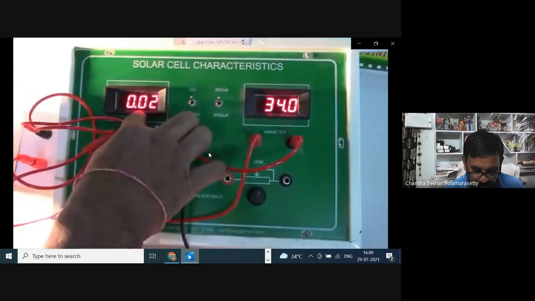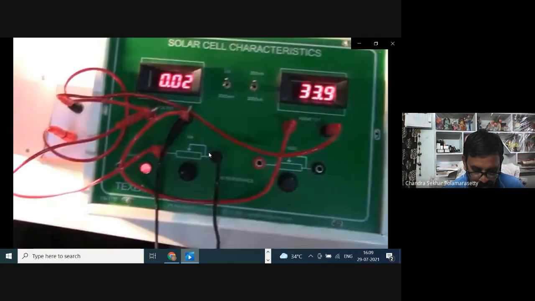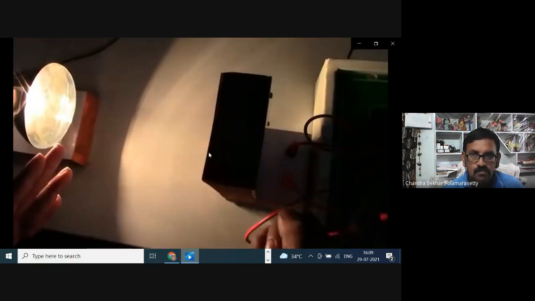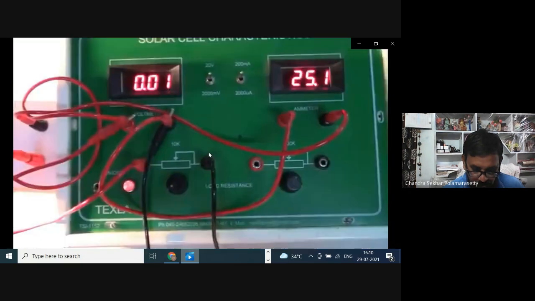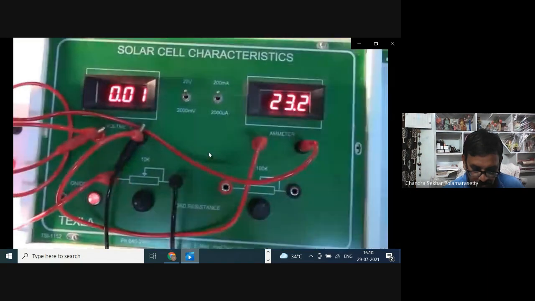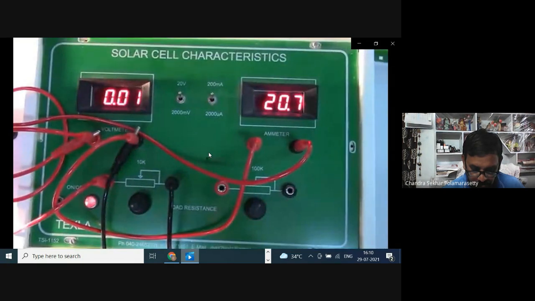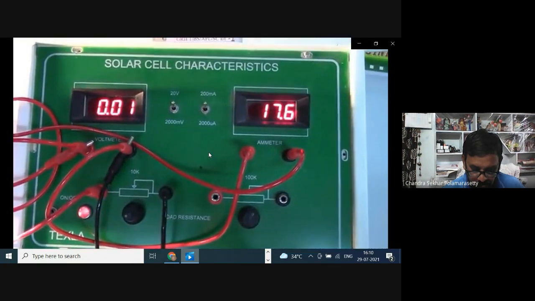Next, the milliammeter negative terminal is connected to the cell negative terminal. Where is the cell negative terminal? Here it is. This is the solar cell negative terminal.